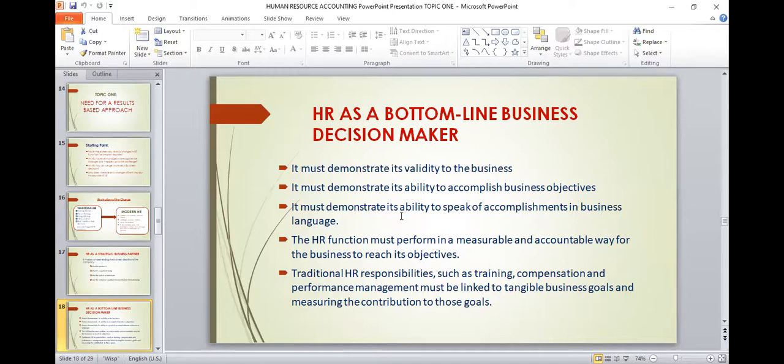HR now must be accountable, right? And when you talk about accountability, it has to do with evaluating the programs. It has to do with measuring the programs. Measuring the programs has to do with attaching some monetary value to them, attaching some figures to the programs. It is not just about recruitment, but what value does the recruitment bring to the organization? That means we must be able to attach some value to it.